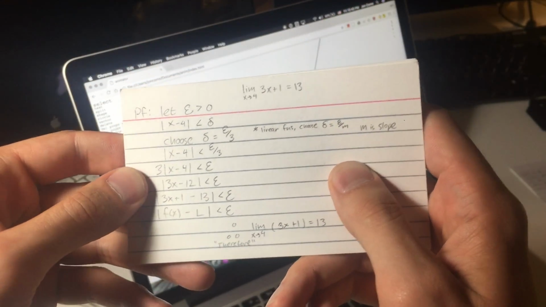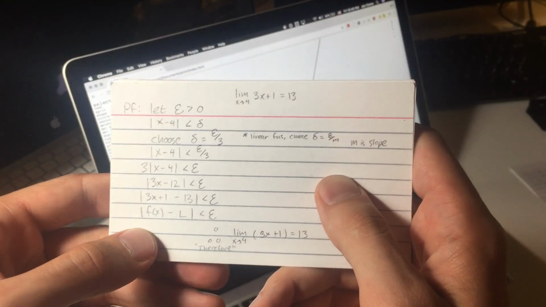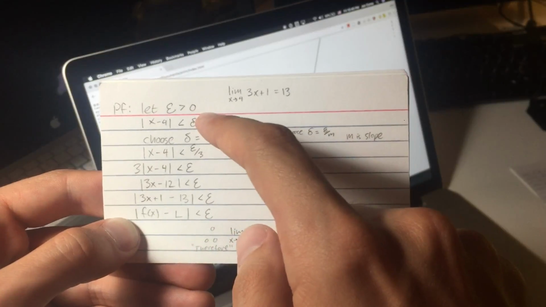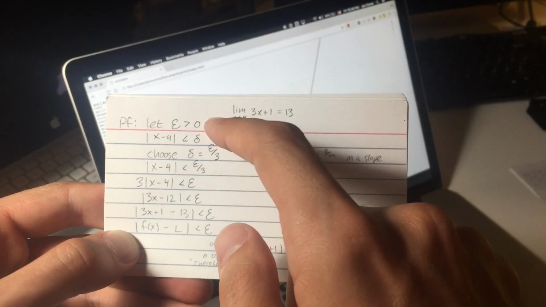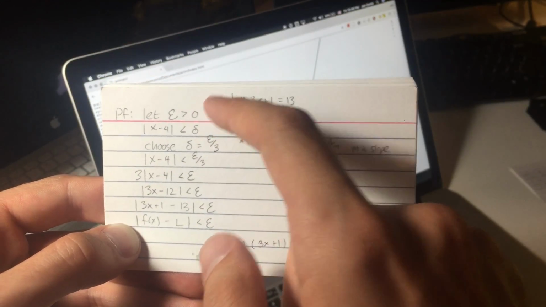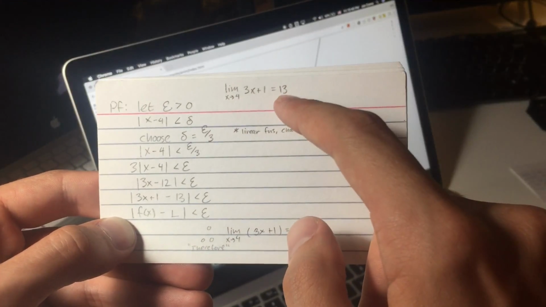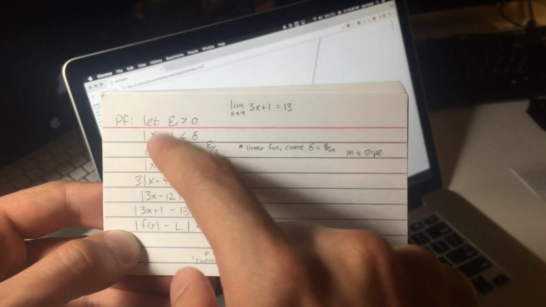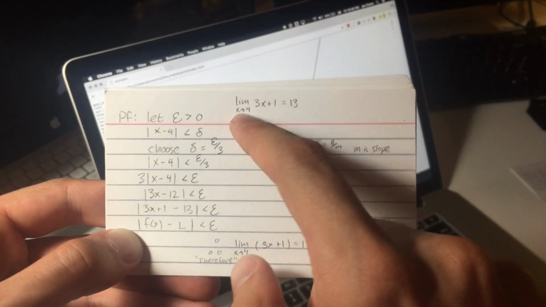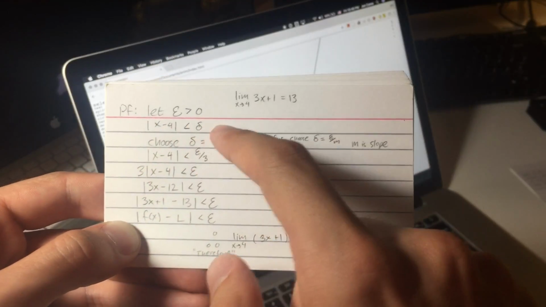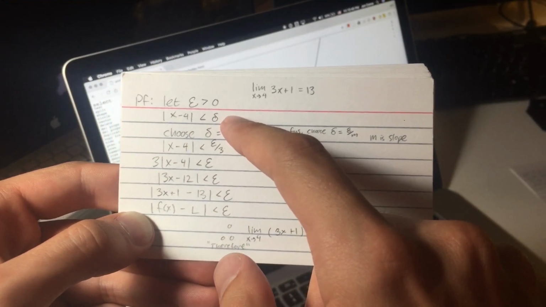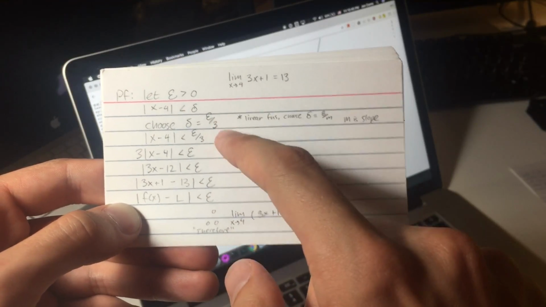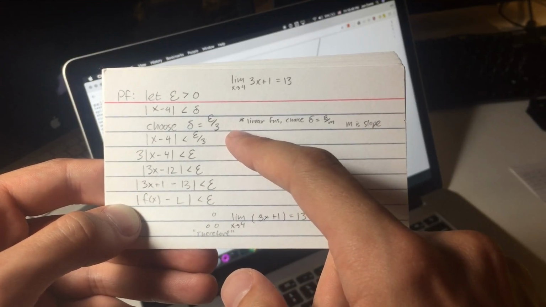So the proof is kind of formulaic, but basically you always start with the challenge, right? This line: let epsilon be greater than 0. Somebody's going to challenge you and say, make the output of the function as close to 13 in this case as you can. And you're going to say, no big deal, because I'm going to make the input as close to 4 as I want it to be. And you're going to call that delta. And then for reasons, you're going to choose delta to be the challenge epsilon divided by 3 in this case.